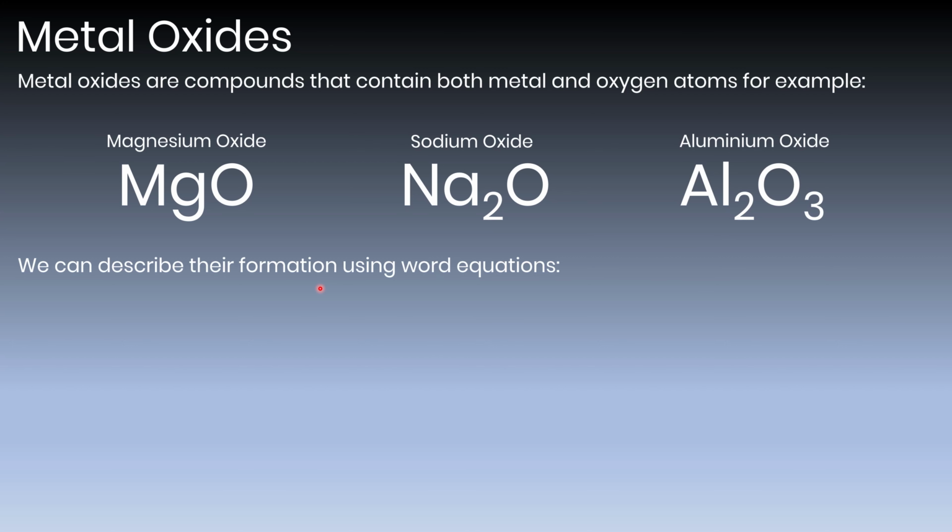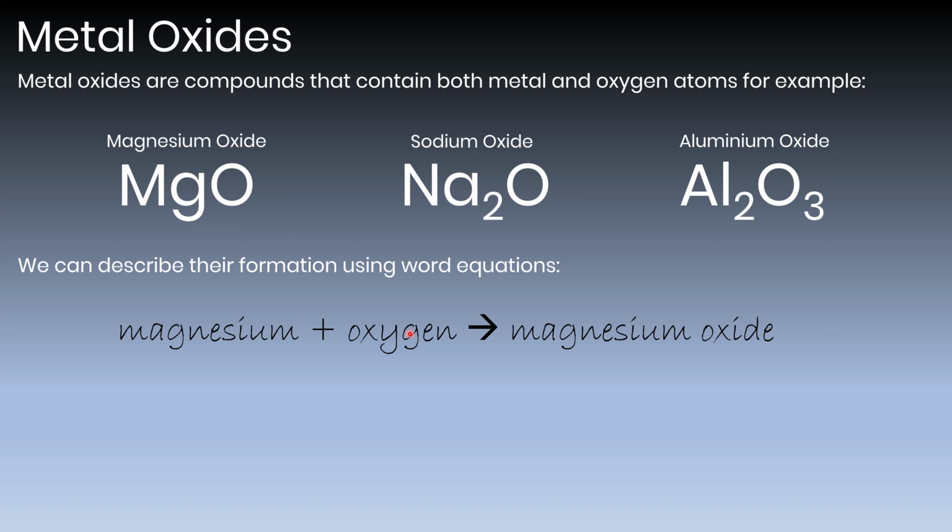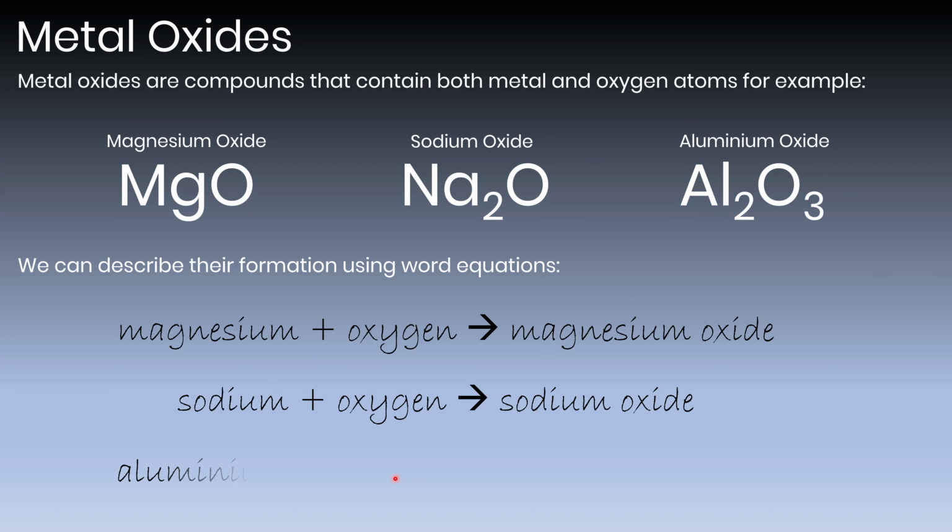And we can describe the formation of these metal oxides from their elements using word equations. To make magnesium oxide, we'd need to react magnesium with oxygen. To make sodium oxide, we'd need to react sodium with oxygen. And to make aluminium oxide, we'd need to react aluminium with oxygen.